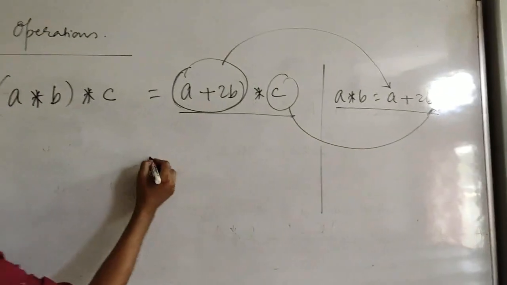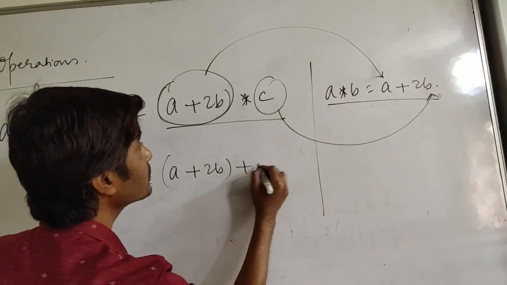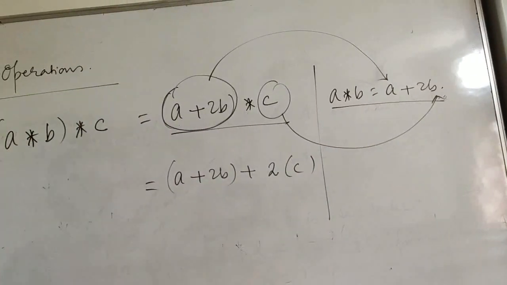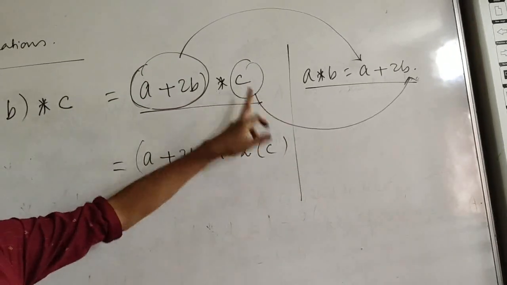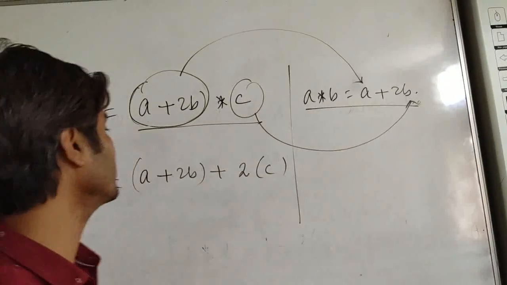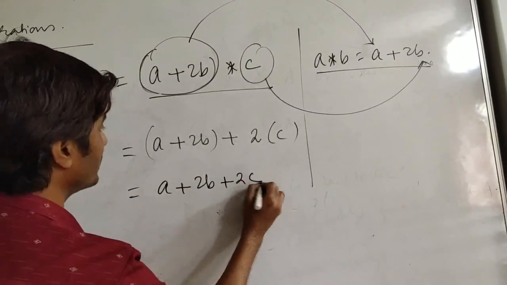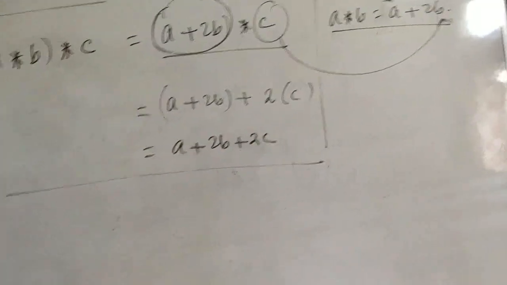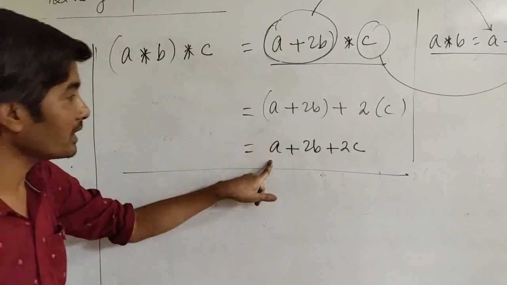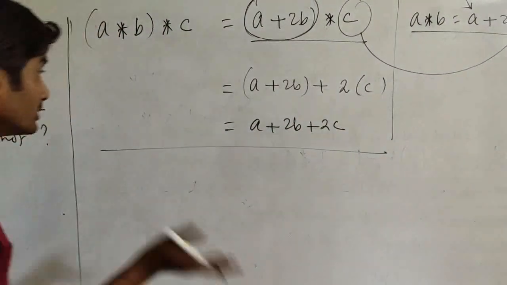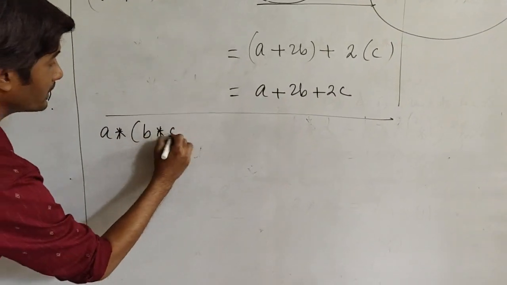Okay? Then what should be the value here? A plus 2 into B. In place of A, we have put A plus 2B. In place of B, we have put C. That is following this definition. Value will be what? A plus 2B plus 2C. We have seen that this expression, that is A star B inside this bracket, star C is nothing but A plus 2B plus 2C.